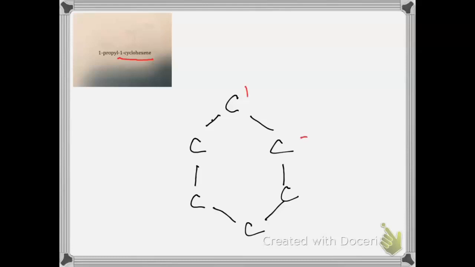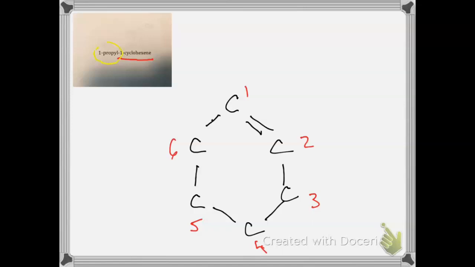So we'll call that 1, 2, 3, 4, 5, 6. We'll go through and say, okay, carbon 1 now is going to be an alkene. And we know that an alkene has 2 carbons, so I have to put it between the 1 and the 2. So now I have a 1-cyclohexene, and then anything else will be written out in front.